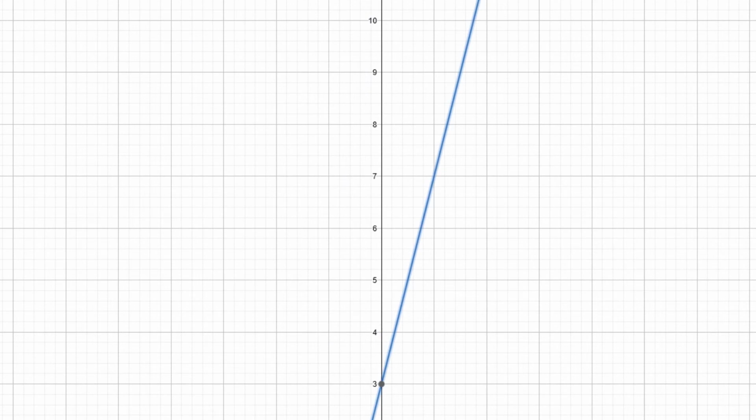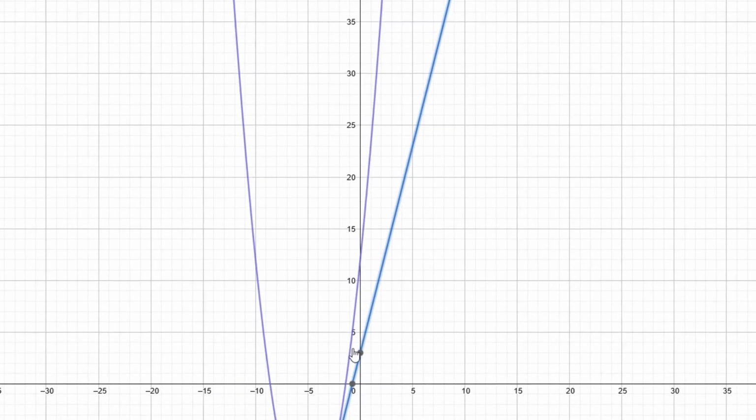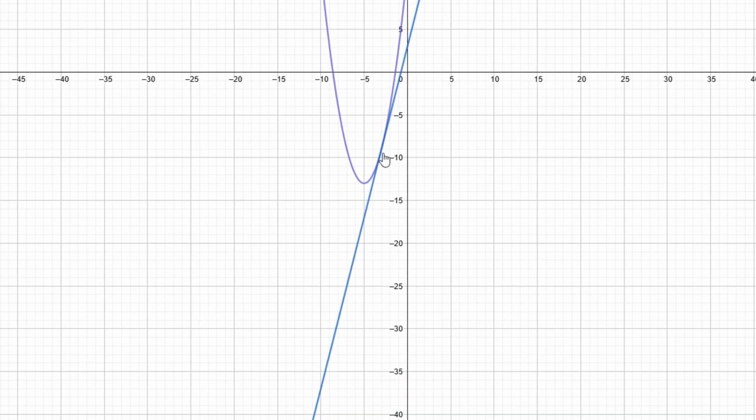Let's look at that graphically. We have this straight line, and when k is 2, we have this parabola. They intersect at the point 1, 7. When k is 10, we have a very different parabola, which we are going to have to zoom out to see at all. But here we have an intersection point of -3, -9.